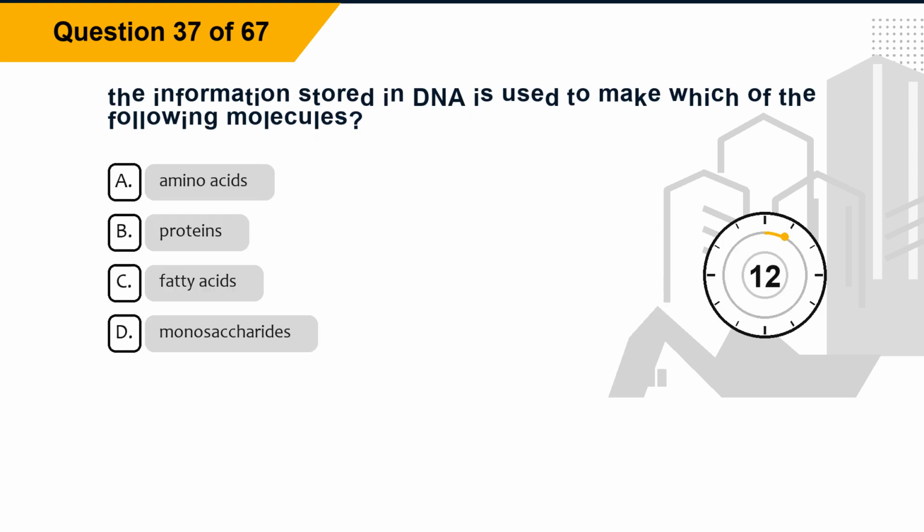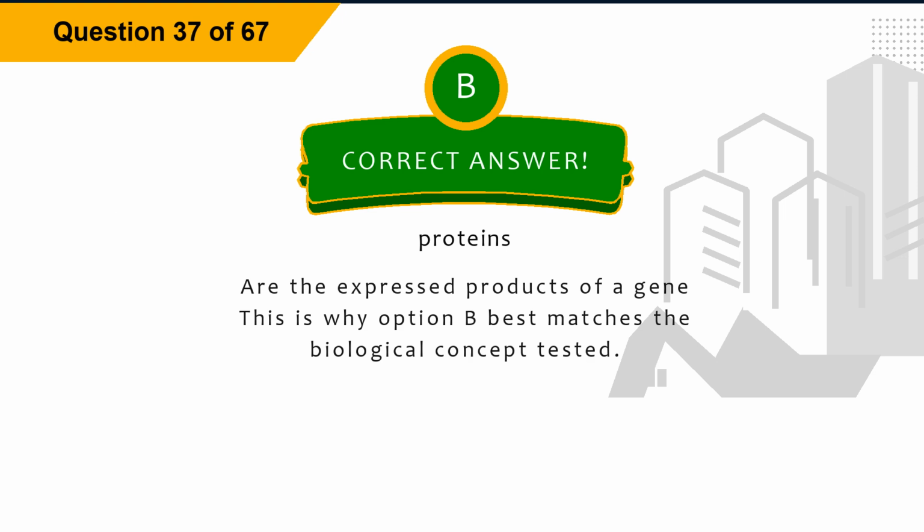Question 37. The information stored in DNA is used to make which of the following molecules? Option A, amino acids. Option B, proteins. Option C, fatty acids. Option D, monosaccharides. The correct answer is option B, proteins. Explanation. Proteins are the expressed products of a gene. This is why option B best matches the biological concept tested.